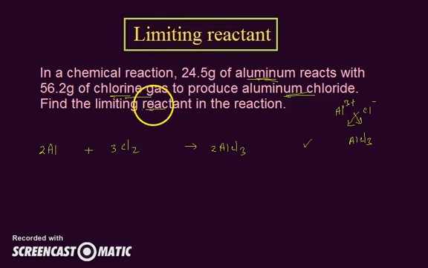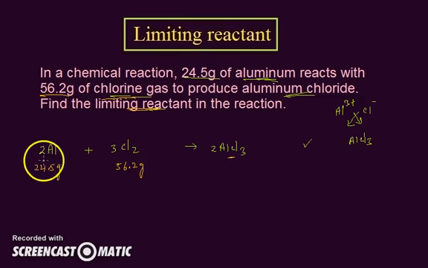Well, the mass of these reactants is given in the problem. The mass of aluminum is 24.5 gram. I mentioned it here. And the mass of another reactant, that is chlorine gas, is 56.2 gram. The question asks to find the limiting reactant. Limiting reactant is the reactant which produces less amount of product in the reaction.